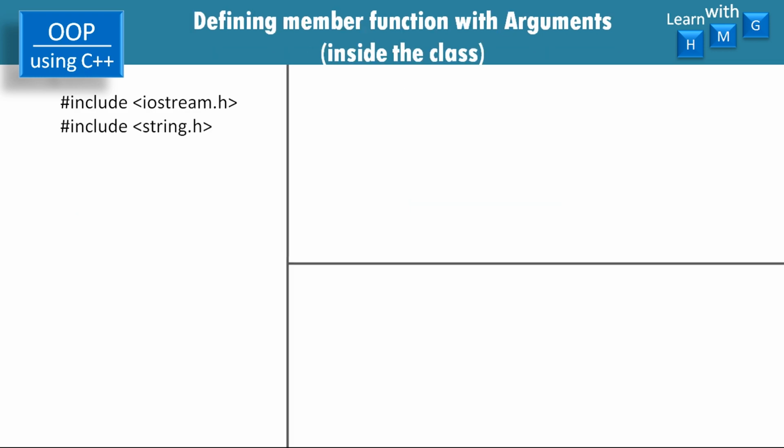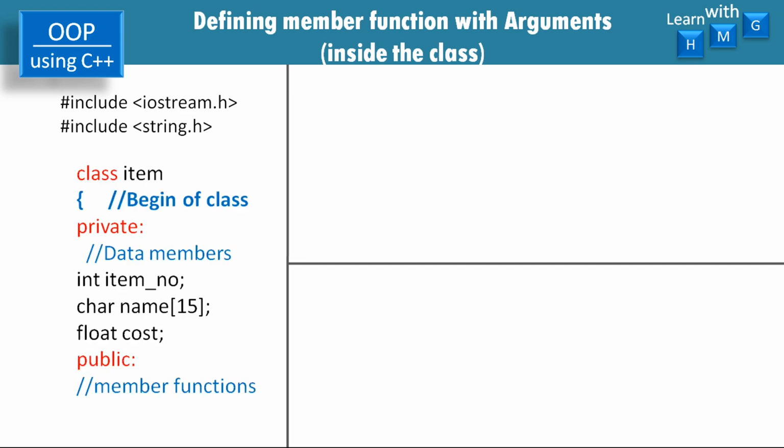Now let us go for defining a member function with arguments inside the class. So how to define the member function inside the class. Here I require two header files, iostream.h and string.h, because I am going to use the string copy function, which is part of the string.h header file. Then the declaration of the class, again the private section with three data members, item number, name and cost. In the public section I am going to write the member functions inside the class.